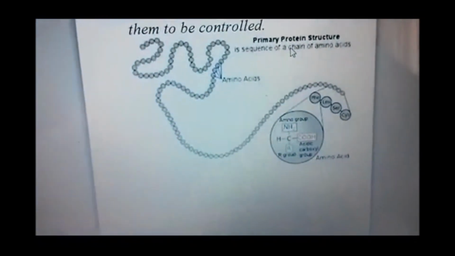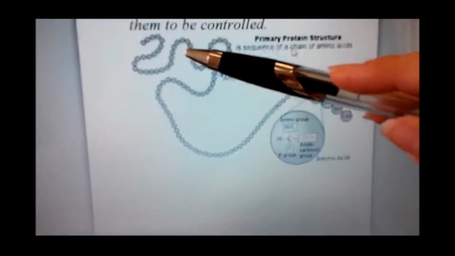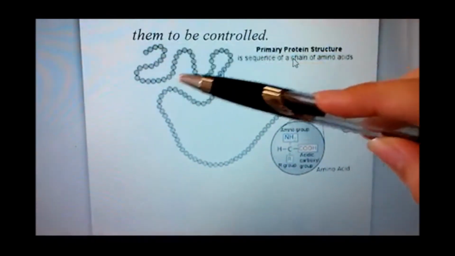This is the picture for primary protein structure. We see many amino acids forming a long polypeptide chain.